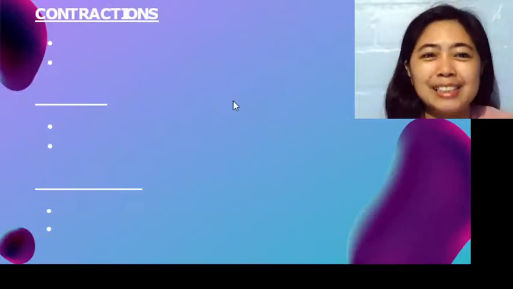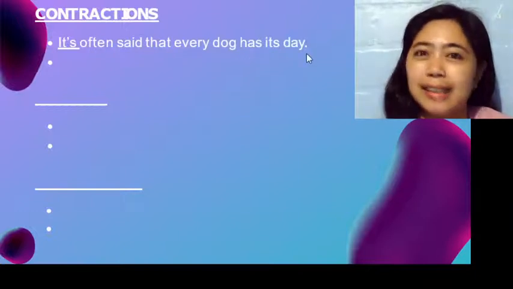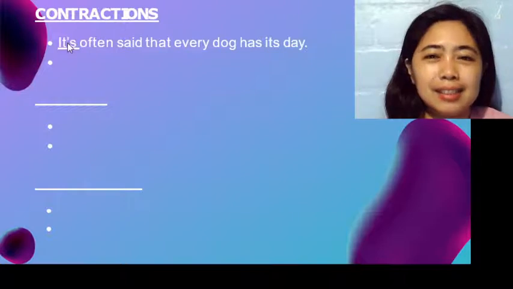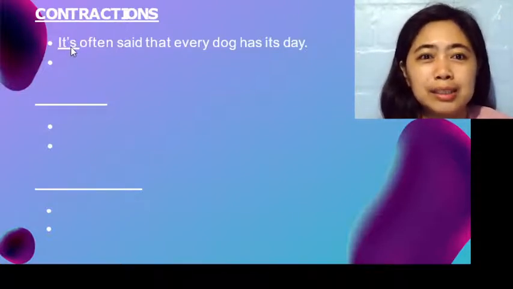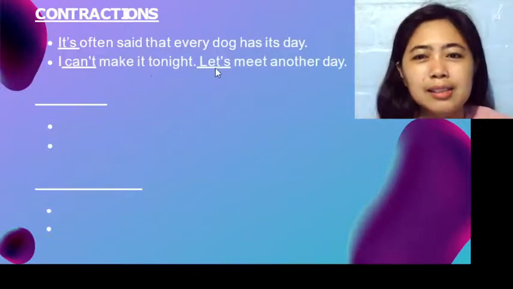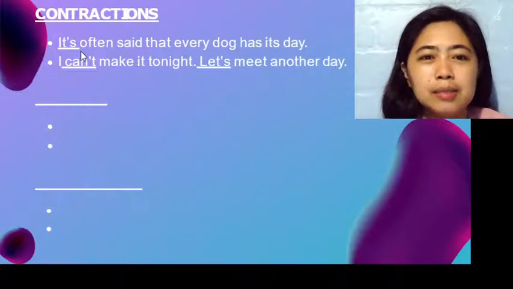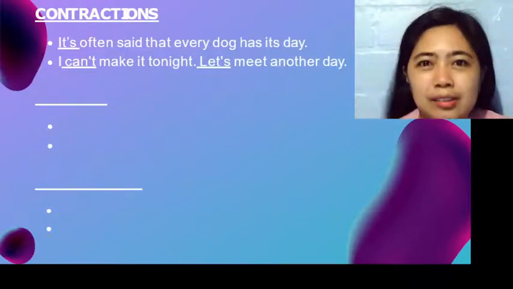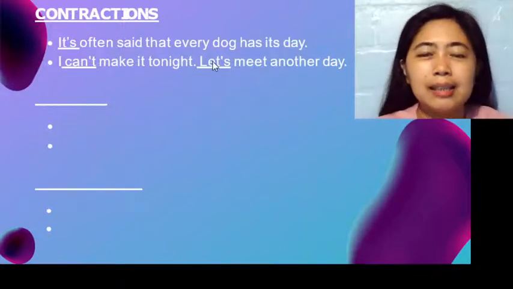We have here examples for contractions. It's often said that every dog has its day. Remember this example or the topic before, the it's with the apostrophe. Here it is a contraction of the two words it is. Another example sentence: I can't make it tonight. Let's meet another day. I can't here is the contraction of cannot, with omitted letters. And then we have let's, which means let us.